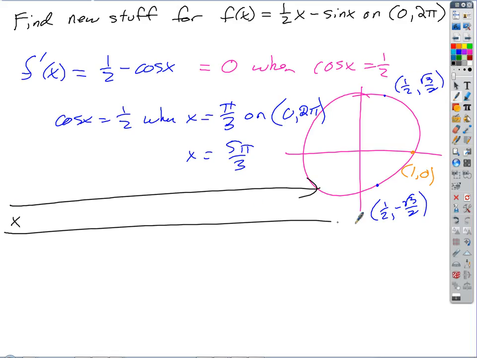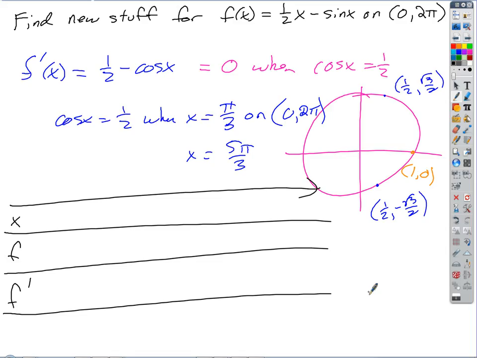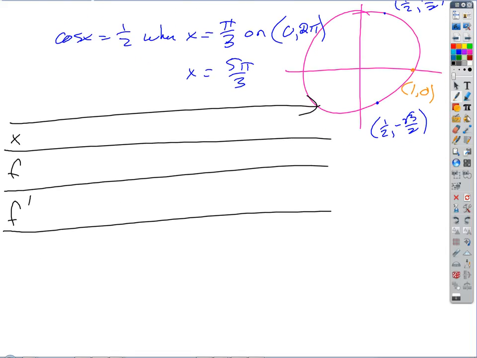How did we get that? Is it 2 pi over 2? Yeah, 6 pi over 3, and then you just take pi over 3 away.